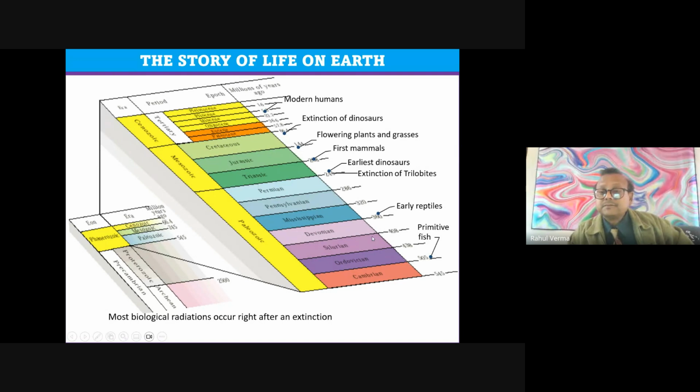Now here you see primitive fishes, then early reptiles came, and then at the end of Paleozoic life, the trilobites, those three-lobed animals, disappeared. Then the earliest dinosaurs came, mammals came. Then at this time, Jurassic and late Cretaceous, dinosaurs went extinct because of a meteoric impact. And that's why the movie Jurassic Park has made them very famous. The dinosaurs must thank Steven Spielberg. Now you see, the modern human came here, now we are here.